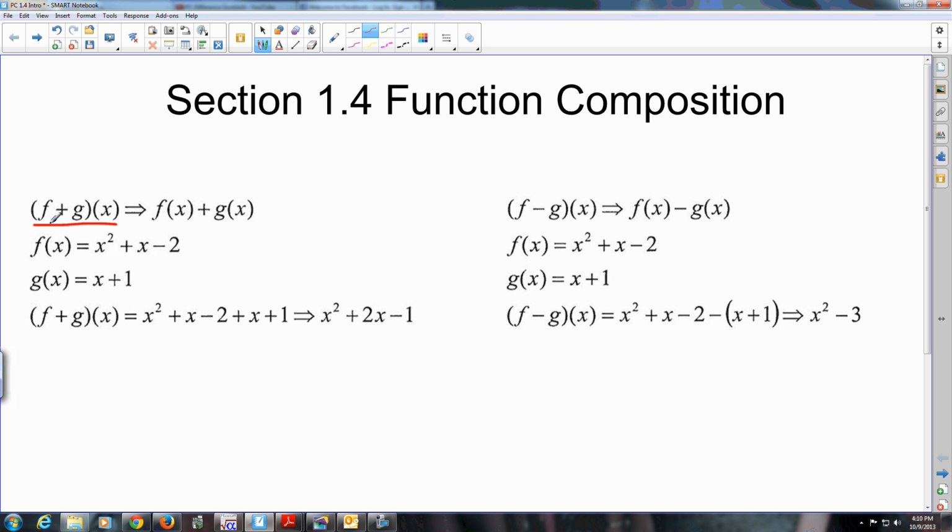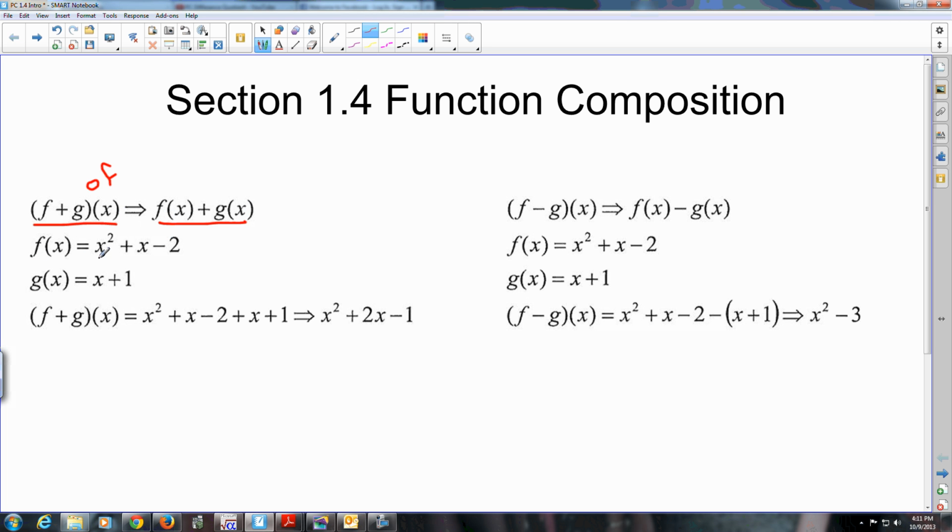This is pronounced f plus g of, and I'm saying the word of, f plus g of x. And that's exactly the same thing as writing f of x plus g of x. All it means is f plus g of x means take the two functions and add them together.